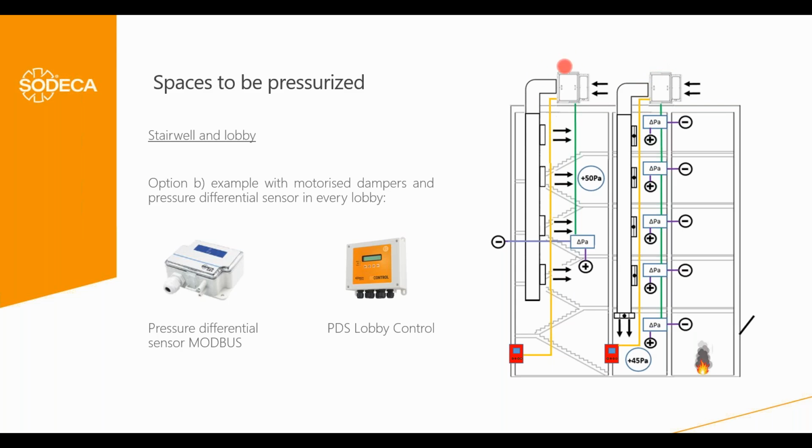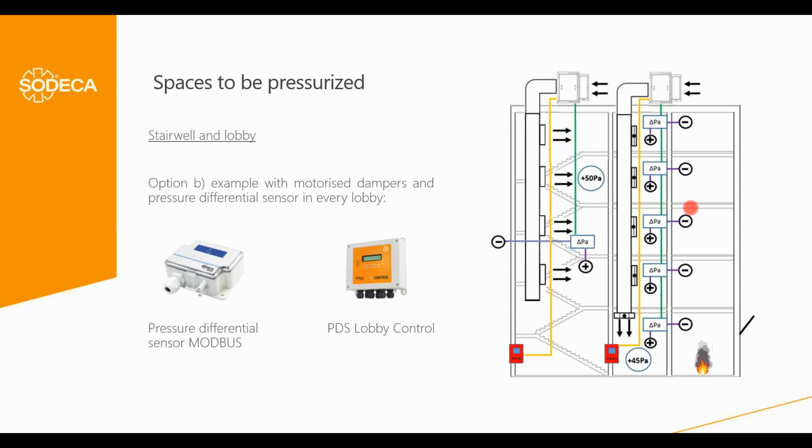This is a solution for, let's say, low-rise buildings where we have the same configuration of lobbies on each level, so the same amount of airflow in each single level. Then it's possible to use it, because we need some commissioning time to adjust the flow that we put on each lobby through the grills. But it's possible to do it.